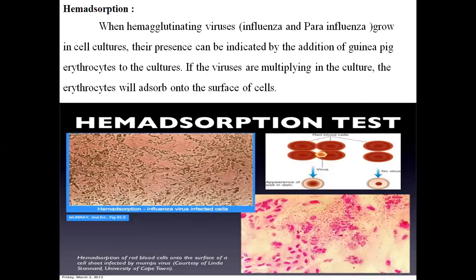Then the third one, hemadsorption. When hemagglutinating viruses like influenza and parainfluenza viruses are grown in the cell culture, their presence can be indicated by the addition of guinea pig red blood cells to the culture. We can identify their growth just by adding some RBCs of guinea pigs. If the viruses are multiplying in the culture, then the viruses will adsorb the erythrocytes of the guinea pig onto the surface of the cell, and it will produce hemadsorption.